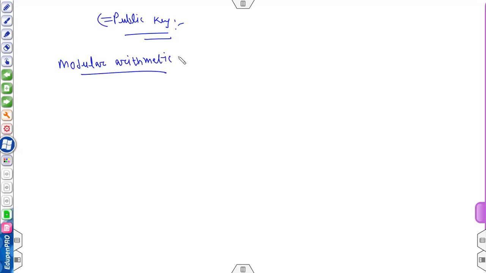In modular arithmetic, my plan was to cover the cases today, but it will take at least one complete lecture, and I don't want to leave this topic in between, but still a few basic points we will discuss today. Before starting modular arithmetic, I will ask you one thing. Have you heard about this kind of field? Anyone?